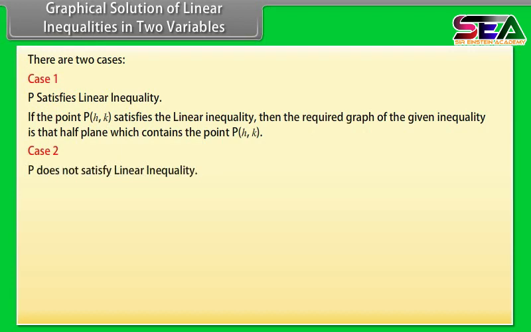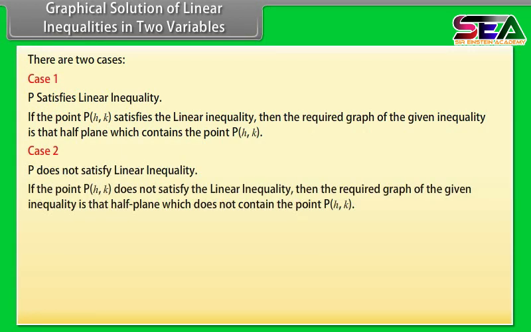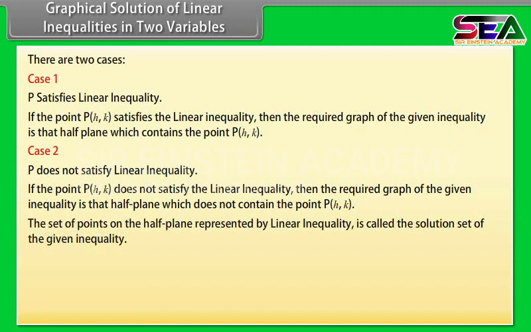Case 2. P does not satisfy linear inequality. If the point P(h, k) does not satisfy the linear inequality, then the required graph of the given inequality is that half plane which does not contain the point P(h, k). The set of points on the half plane represented by linear inequality is called the solution set of the given inequality.